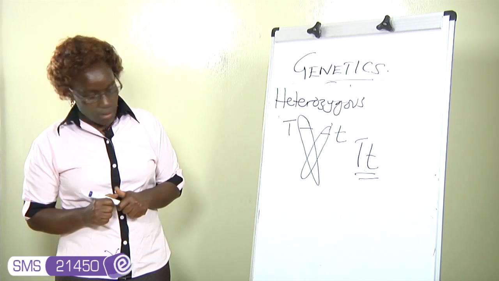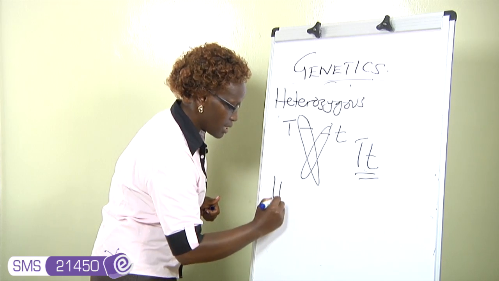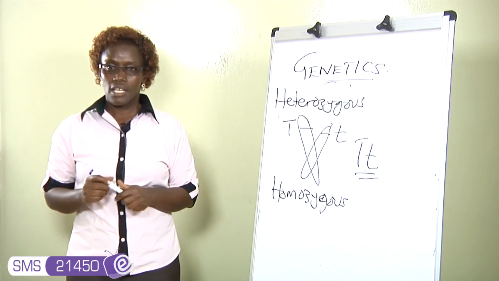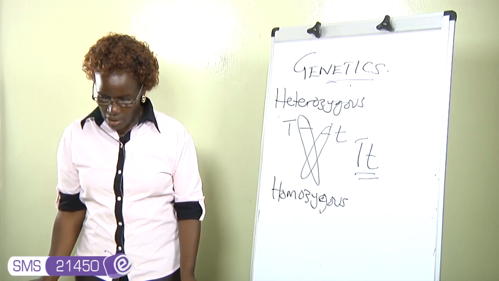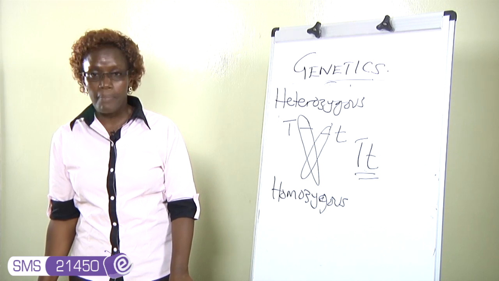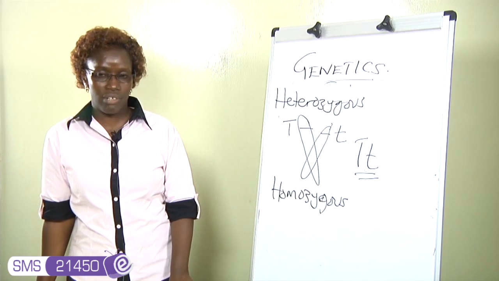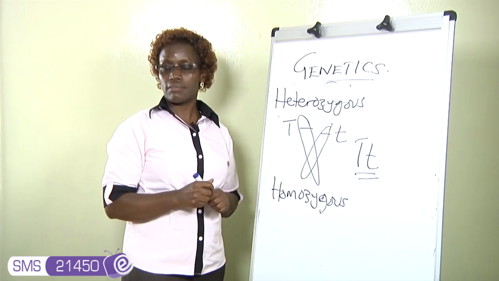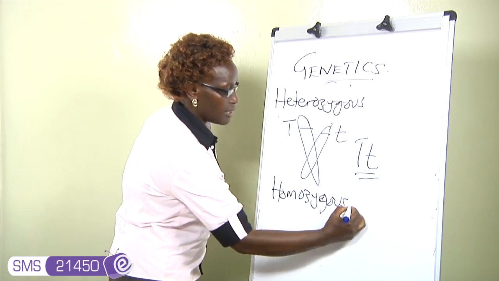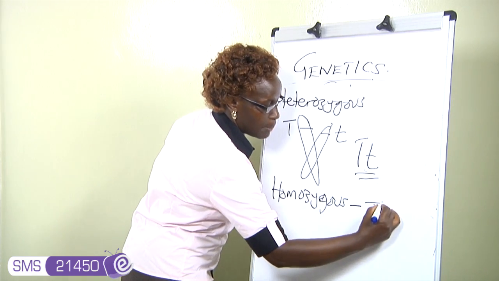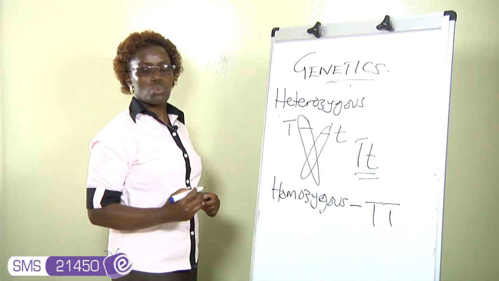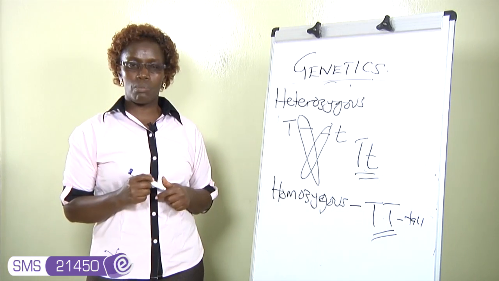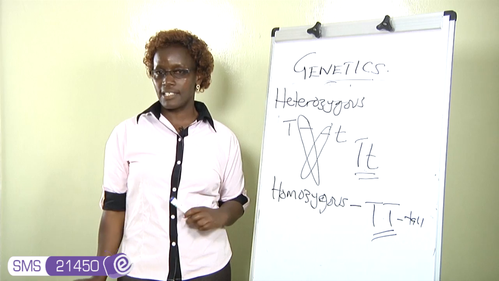Then the other terminology, the opposite of heterozygous, is homozygous. Homozygous denotes a condition in an organism where the alleles for a particular trait are similar. Likewise, if we use the characteristic height, I can have a capital T and a capital T. This one will be a tall person, and he is homozygous. The two alleles are identical.